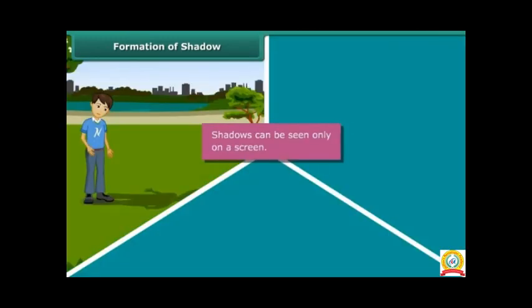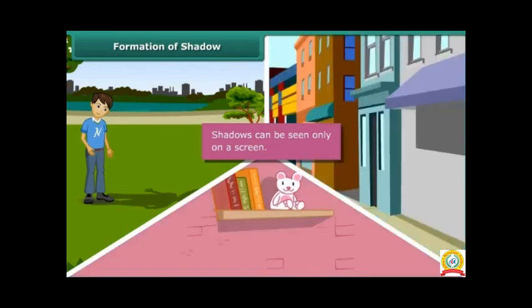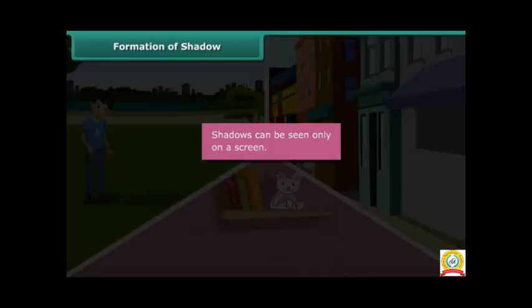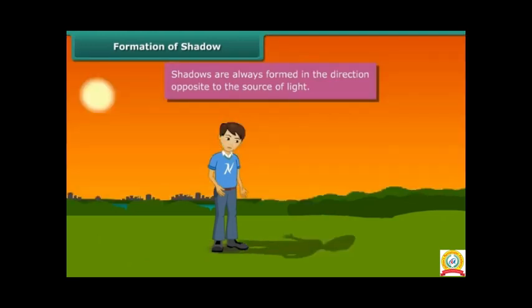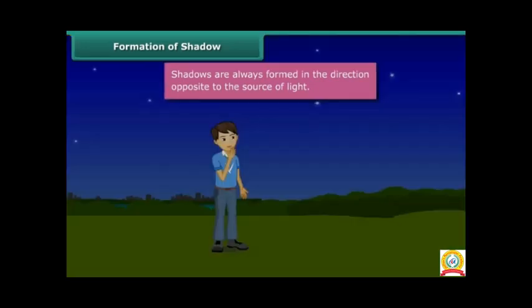Shadows can be seen only on a screen. The ground, walls of a room, building, and other such surfaces act as screens for shadows. Shadows are always formed in the direction opposite to the source of light. In the morning, since you were facing the sun, the shadow was behind you. In the evening, the sun was behind you, causing the shadow to be formed in front of you. When the sun sets, there was no light, hence there were no shadows.